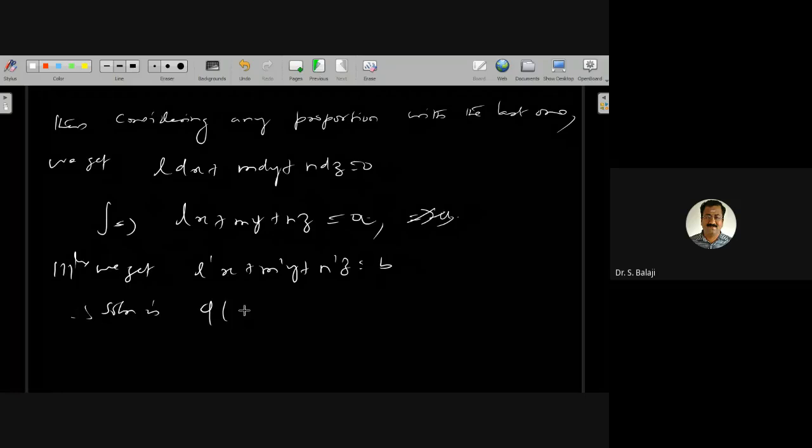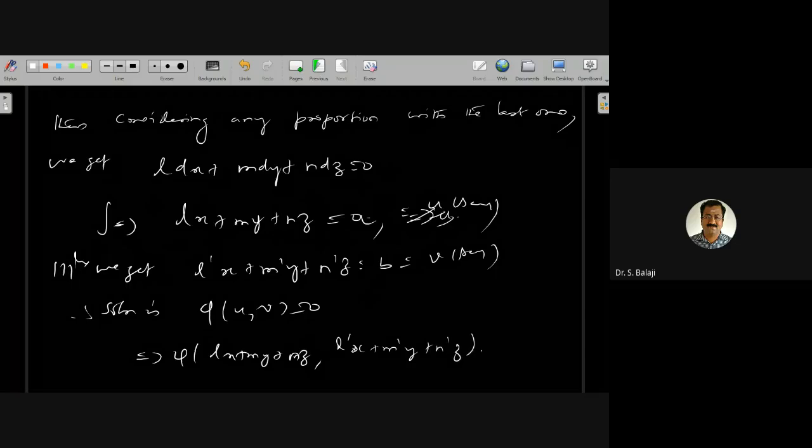Therefore, our solution is pi of U comma V. Say U equal to U, say independent V, pi of U comma V is equal to 0. Pi of Lx plus My plus Nz comma L dash x plus M dash y plus N dash z equal to 0. That will be the solution you can get. This is the way you can identify the solution of Lagrange's linear equation of Pp plus Qq equal to R.